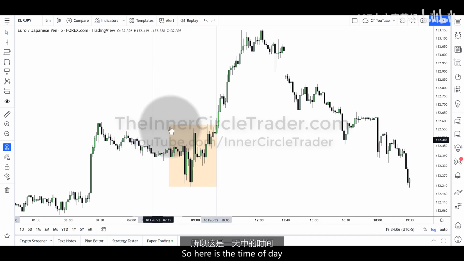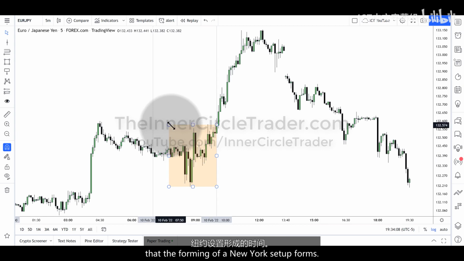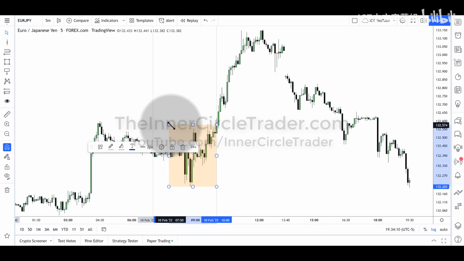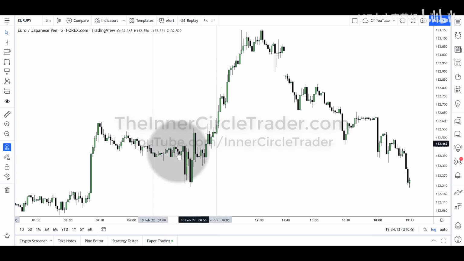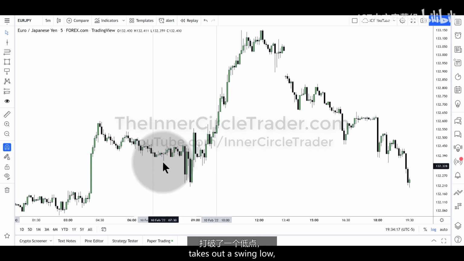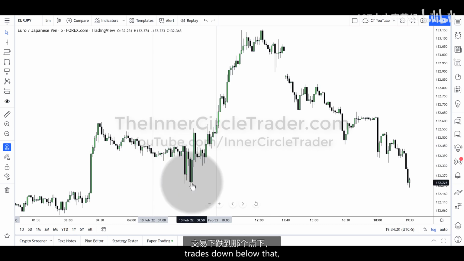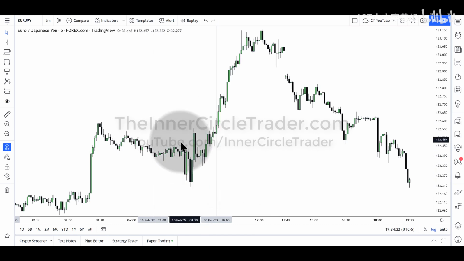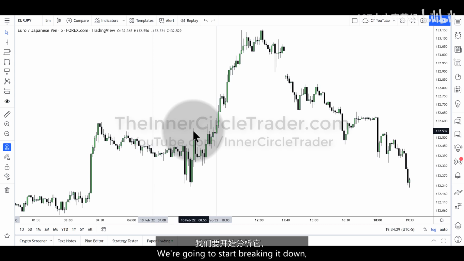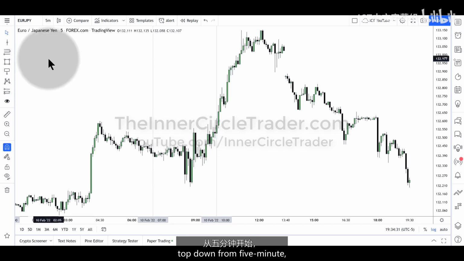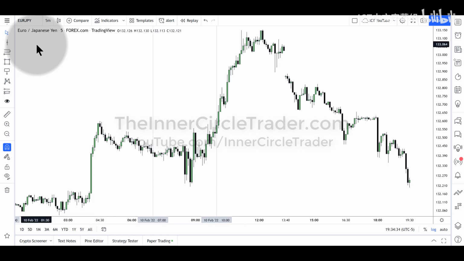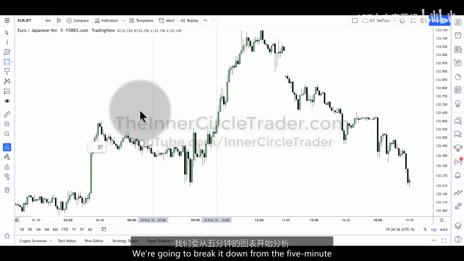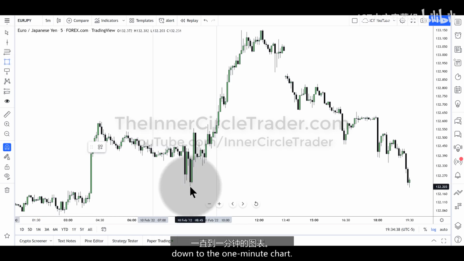All right, so here is the time of day that the forming of a New York setup forms. All right, so we have the market trading down, takes out a swing low, trades down below that, and then punches higher, right above this swing high. Inside this price leg right here, is there a fair value gap? We're going to start breaking it down top down from 5-minute, top down. We're going to break it down from the 5-minute down to the 1-minute chart.